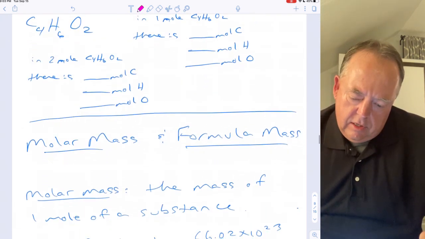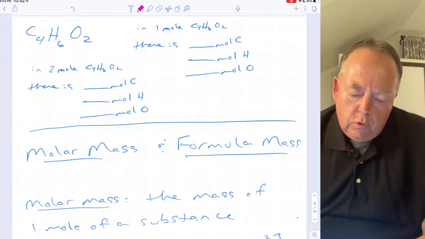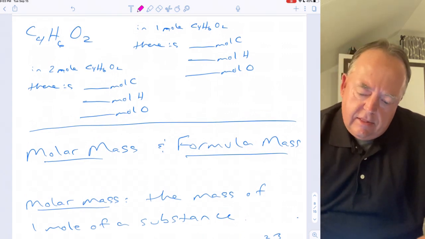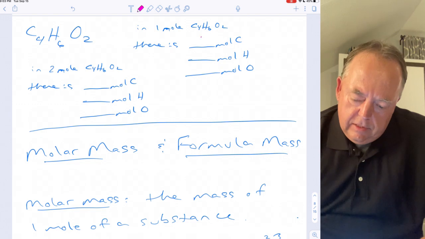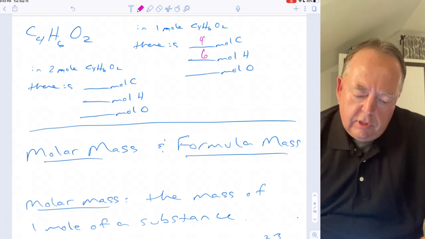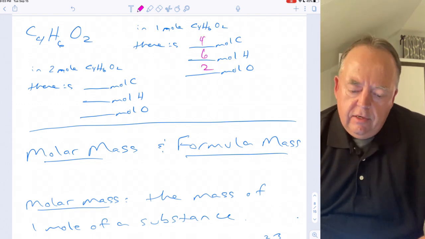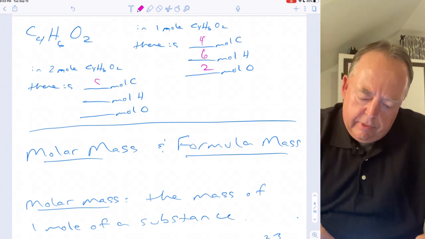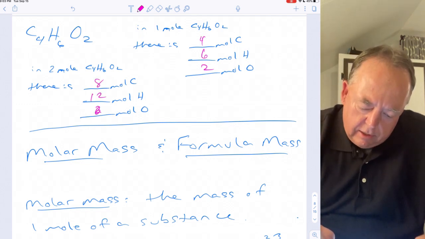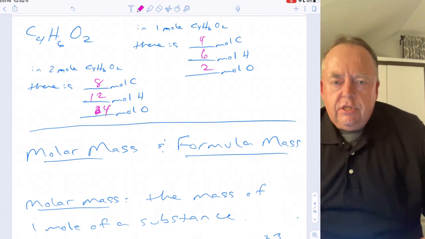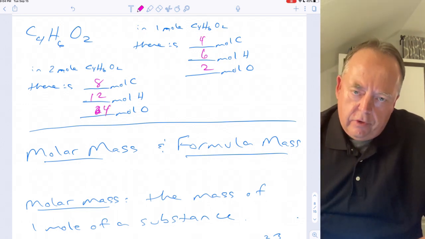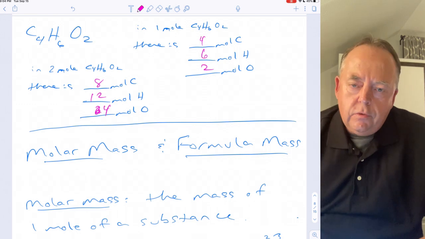Okay, so C4H6O2, if you had 1 mole of that, then how many moles of carbon are there? There would be 4 moles of carbon, 6 moles of hydrogen, 2 moles of oxygen, right? If you had 2 moles of that, there would be 8 moles of carbon, 12 moles of hydrogen, and 4 moles of oxygen. So it always has to stay in that ratio, right? 4 to 6 to 2 ratio.